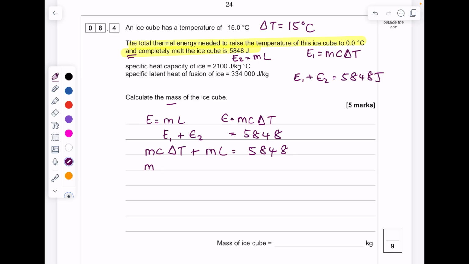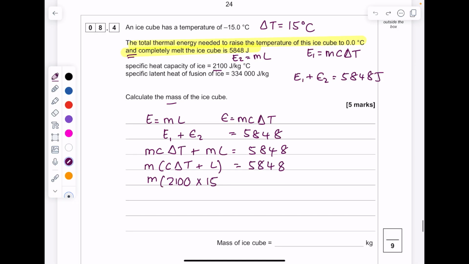We can take m out as a common factor, so your maths needs to be on point here for this question. After all, we're after mass, and then it's just a matter of subbing in all our values. We know that C is the specific heat capacity. I've already worked out that the temperature change is 15 degrees. The latent heat of fusion, we were told, is 334,000. So sort out everything inside that bracket.